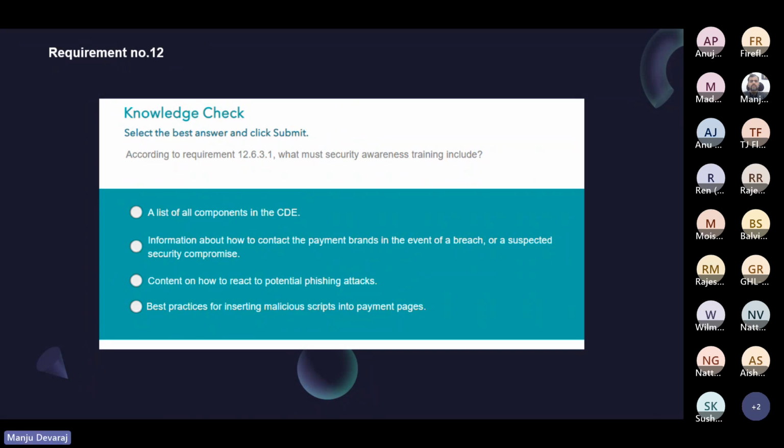According to requirement 12.6.3.1, what must security awareness training include? How to react to potential phishing attacks. Best practices for, no, 4 is ruled out. I think 3 is ruled out. 2 should be the right answer.